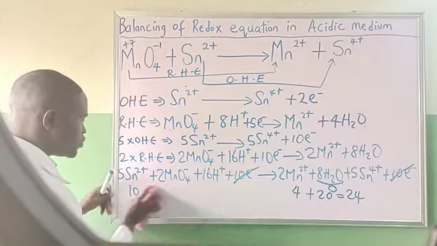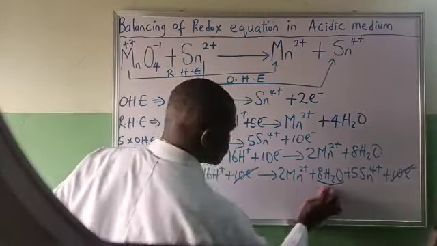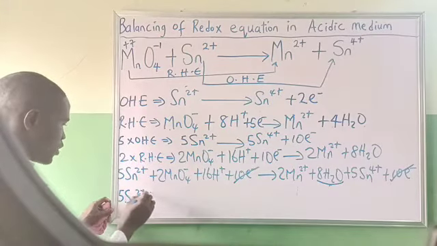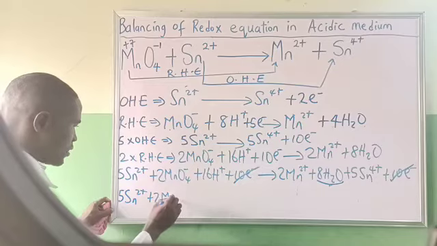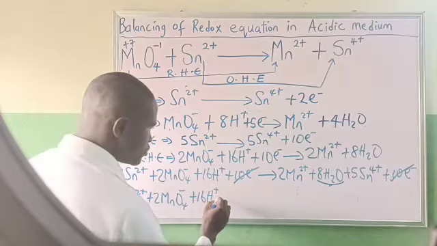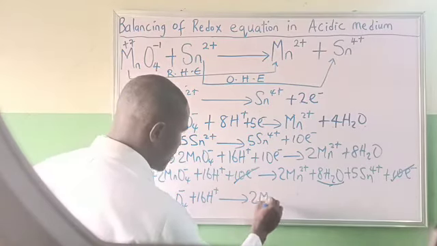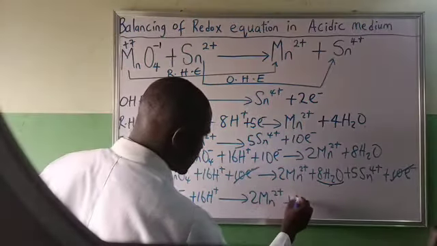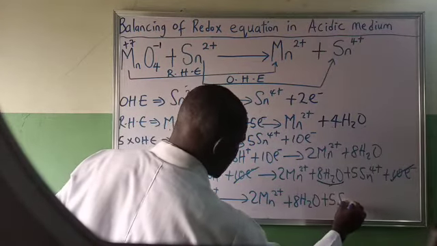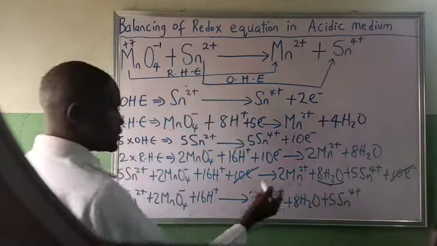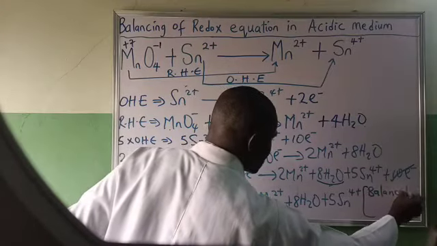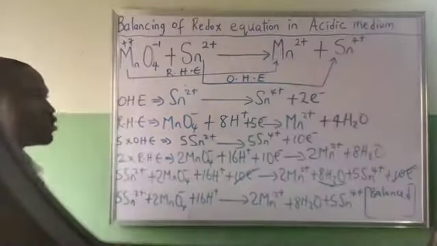Now what you do is you write your final answer to show that you are done. This is 5Sn2+ plus 2MnO4- plus 16H+ to give me 2Mn2+ plus 8H2O plus 5Sn4+. Yes, we will now say it is balanced. So we have succeeded to balance it in acidic medium.